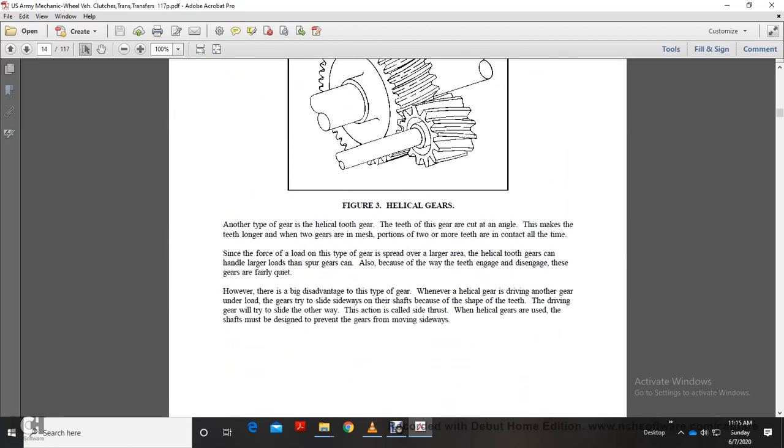This shows your helical gears. Another type of gear is the helical tooth gear. The teeth of this gear are cut at an angle. This makes the teeth longer, and as the gears mesh, two or more teeth are in contact at all times.